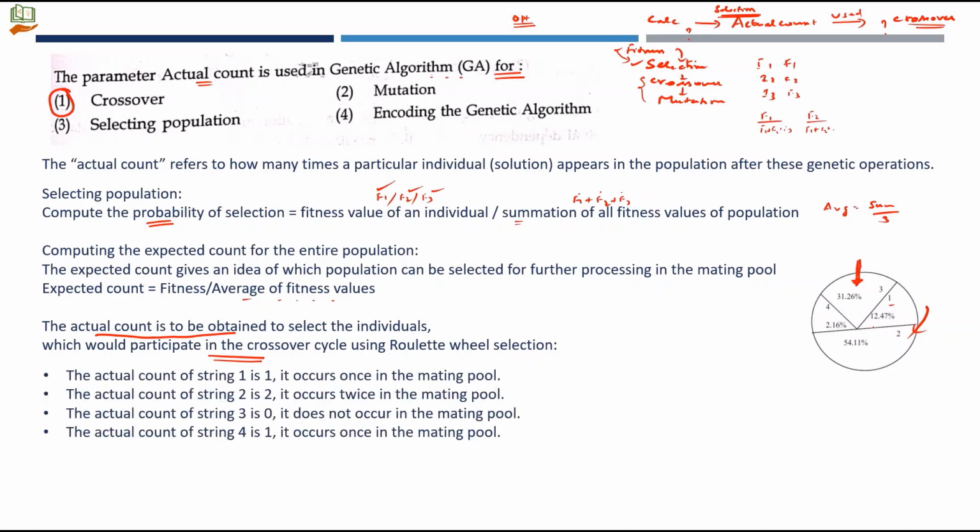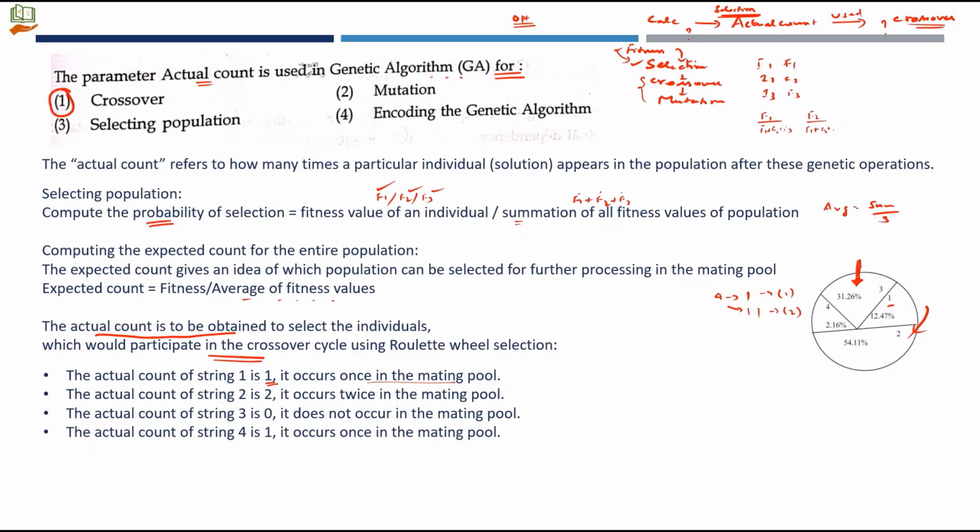The example was done with a string for some other problem. Imagine you are rolling it 4 times. The first person is selected only once. So they are taking the actual count of string 1 as 1. It means this will occur once in the mating pool. Now they are rolling it again and again. Out of the 4, string 2 is occurring 2 times. This is for string 1. This is for string 2.